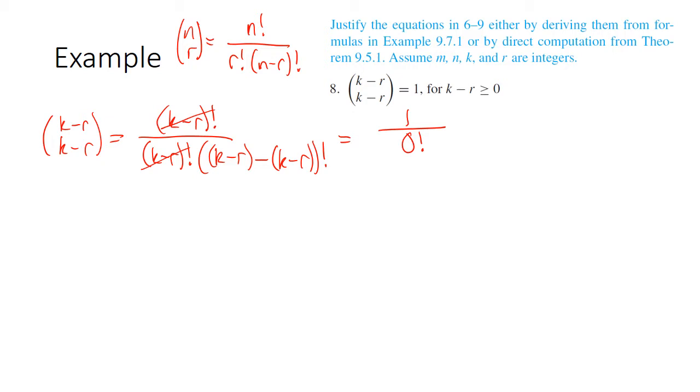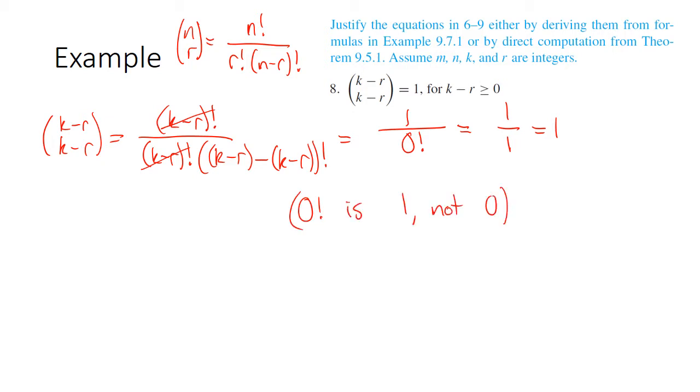Now, I'm pretty sure I went over the concept of an empty product back when we did product notation. So 0 factorial is not actually 0, it is actually 1. So that's an important thing to know. So 0 factorial is 1, not 0.